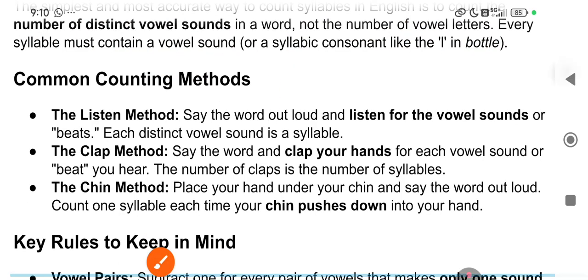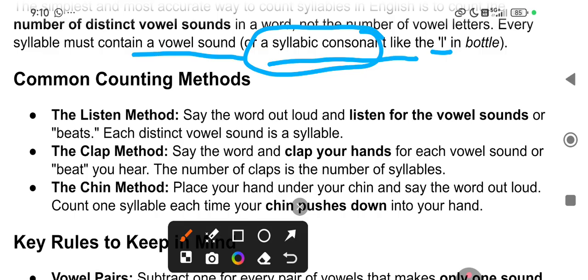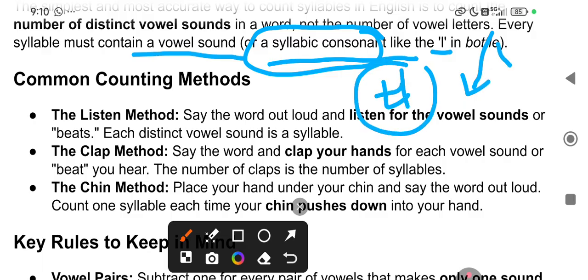Okay. Every syllable must contain a vowel sound or a syllabic consonant. Every syllable must contain a vowel sound or a syllabic consonant like L, right? That is called a syllabic consonant. Take bottle, right? That L, because there is no sound of E, but that 'tull', right? So that makes one syllabic unit, which is also important, right? When we discuss, you will come to know.